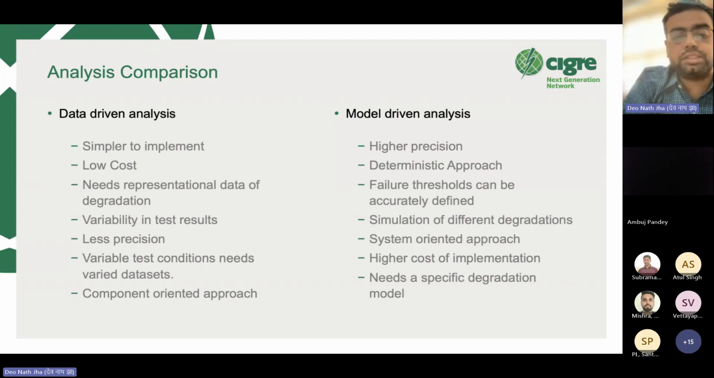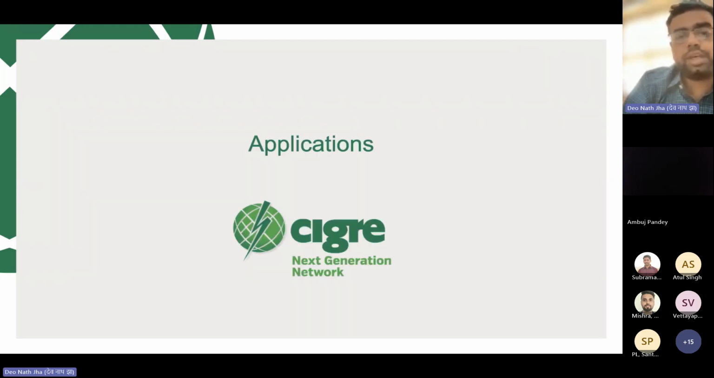And data-driven analysis can have a component-oriented approach. Each component will have its own relevant set of data based on which we can predict the condition. While in model-driven analysis, a component-oriented approach is slightly difficult because we do not have a specific degradation model for each component. Currently we have physics-related models only for the whole transformer or the active part of the transformer.